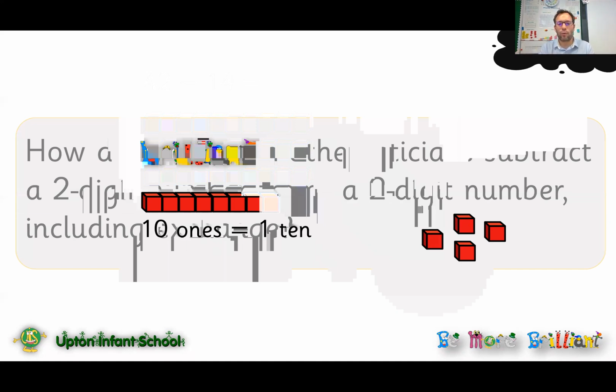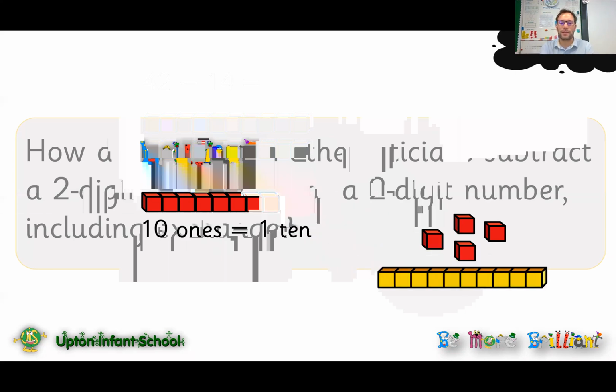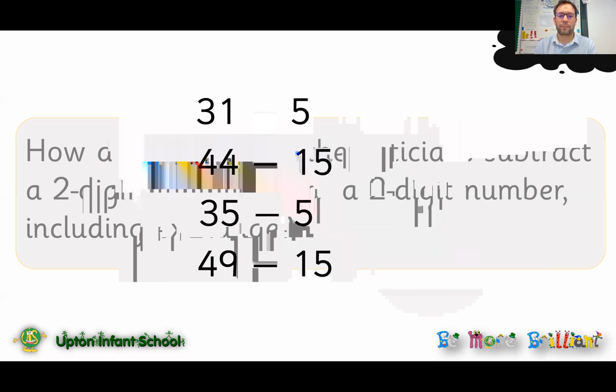I also need to take away 1 10, don't I? Let's pop that down there. There we go. So I started with 42. I've taken away 14, which is 4 1s and 1 10. And what's that left me with? That's left me with 28, which is 2 10s and 8 1s.